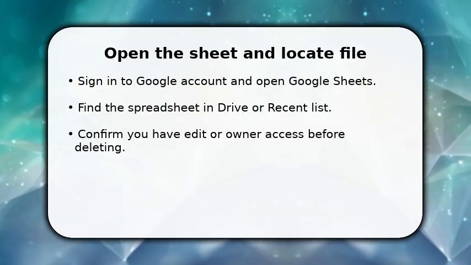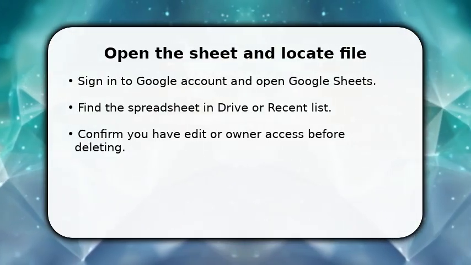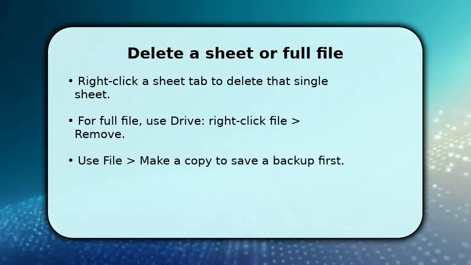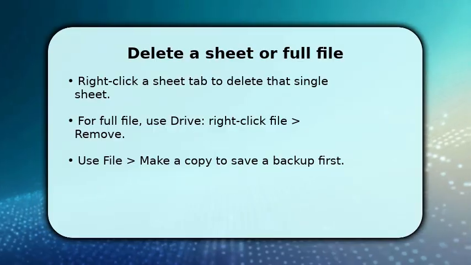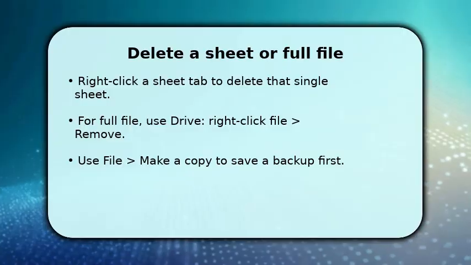Now open the spreadsheet and proceed to the Sheet tab or the File menu to prepare for deletion. Now you'll perform the core deletion actions. To delete a single worksheet, right-click its tab and choose Delete. This removes that sheet from the spreadsheet but not the entire file.